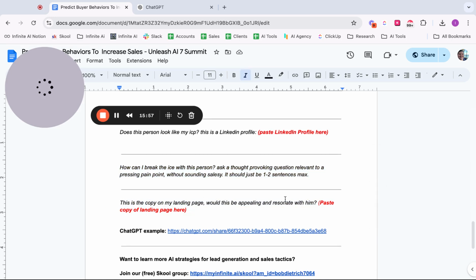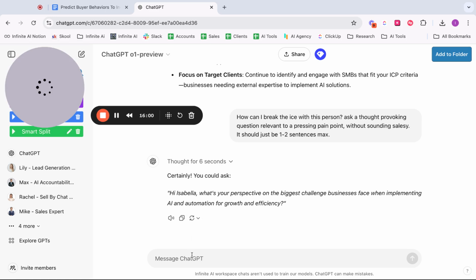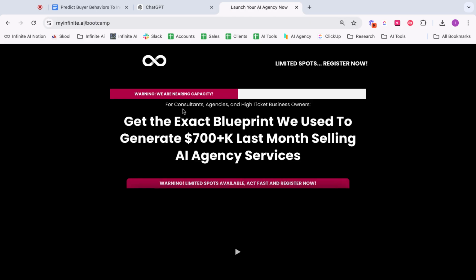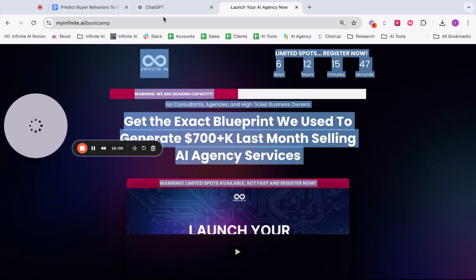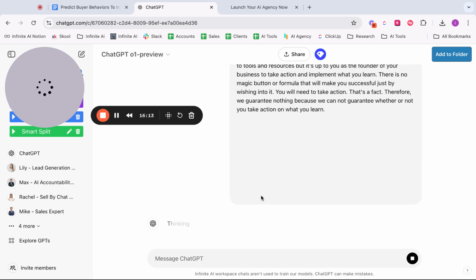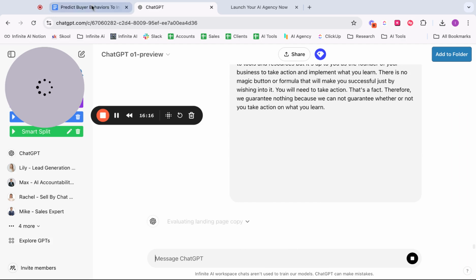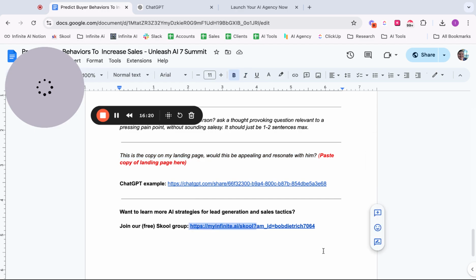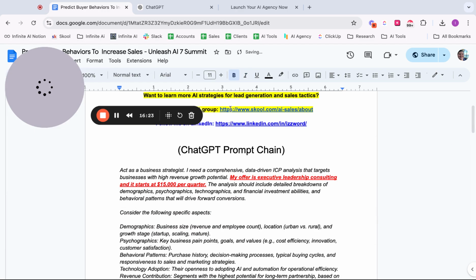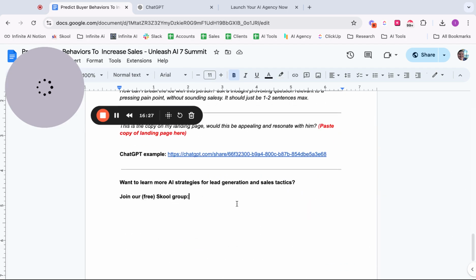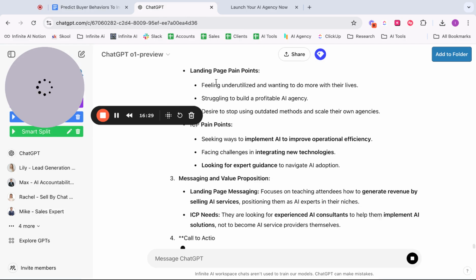And then, if you want to, you can grab this, you can paste this over here. This is the copy on my landing page. Would this be appealing? I'm just going to copy our bootcamp landing page as an example. And I'll grab that, put that here. And while that's doing that, I believe that is all. So let me just go ahead and grab this link here. So this is how you can get a little bit more predictable.